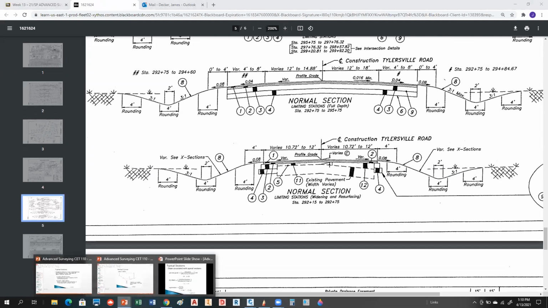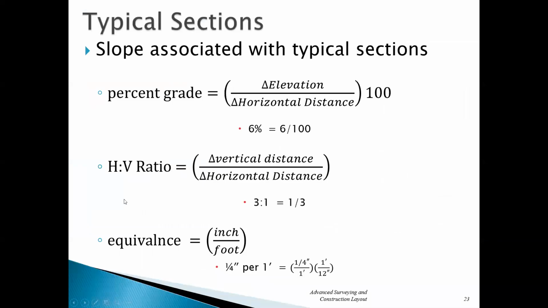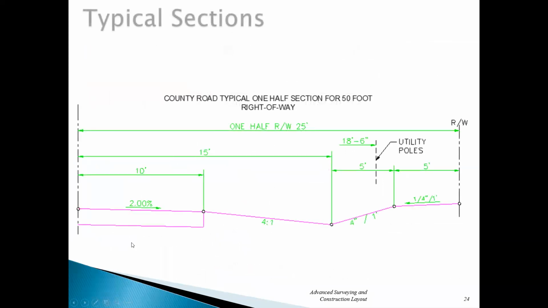So let's flip back over here. We saw percent grade on that, except it was expressed in feet per foot. We saw the ratio, but we didn't see an equivalence on that. So here's an example of a typical section that has all of those things built into it. Notice as we look at this, my roadway is in format of percent grade. Everybody see that? The roadway's in terms of percent grade, 2%.